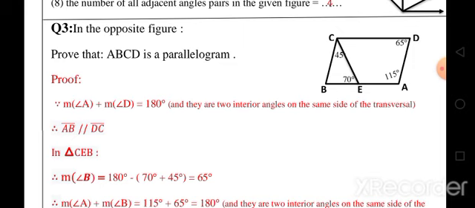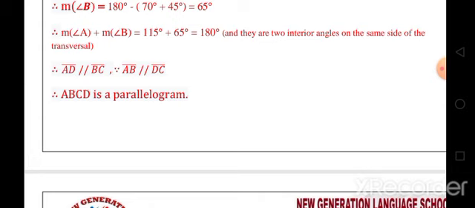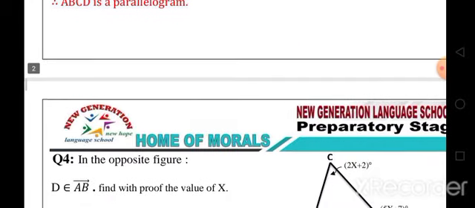Look well at angle A and angle B. Angle A equals 115 degrees, and angle B equals 65 degrees. When you add 115 to 65, we get 180. And angle A and angle B are two interior angles on the same side of the transversal. So we can say that AB is parallel to CD. So here we have AD parallel to BC and AB parallel to DC. So the shape is called a parallelogram.